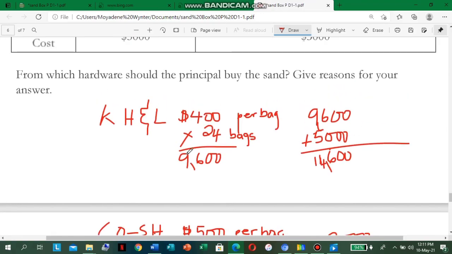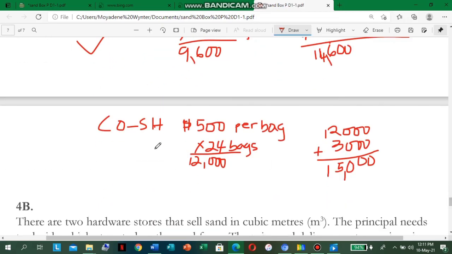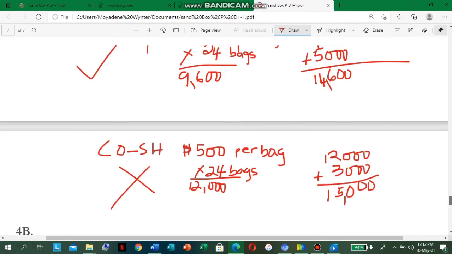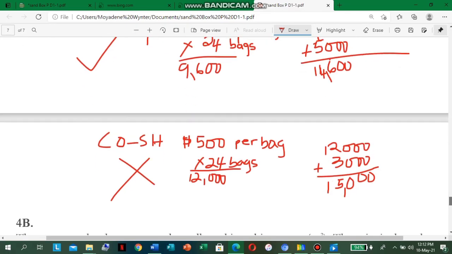So this hardware, we will choose Kumar's Hardware and Lumber, and we will not send our principal to Construction One-Stop Hardware. Too expensive. All right, so this one with the tick, good, and this one with the X we will not go with.